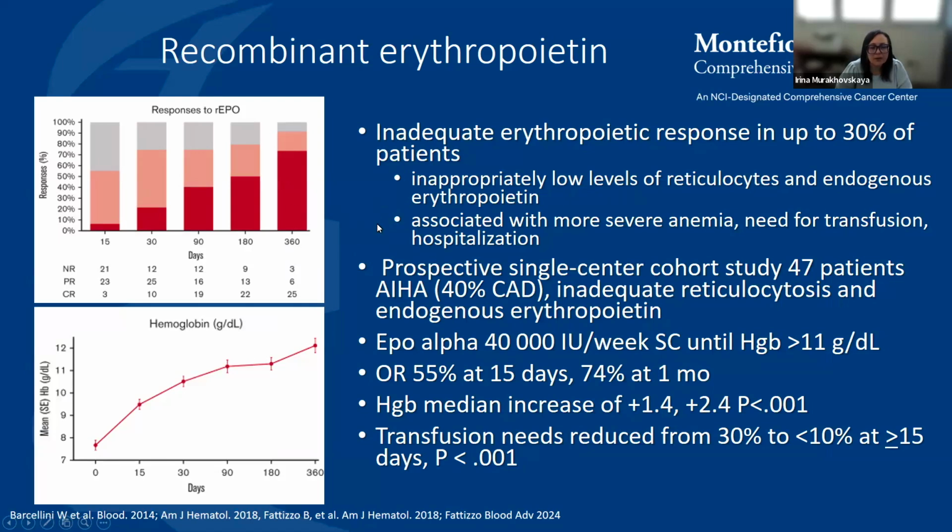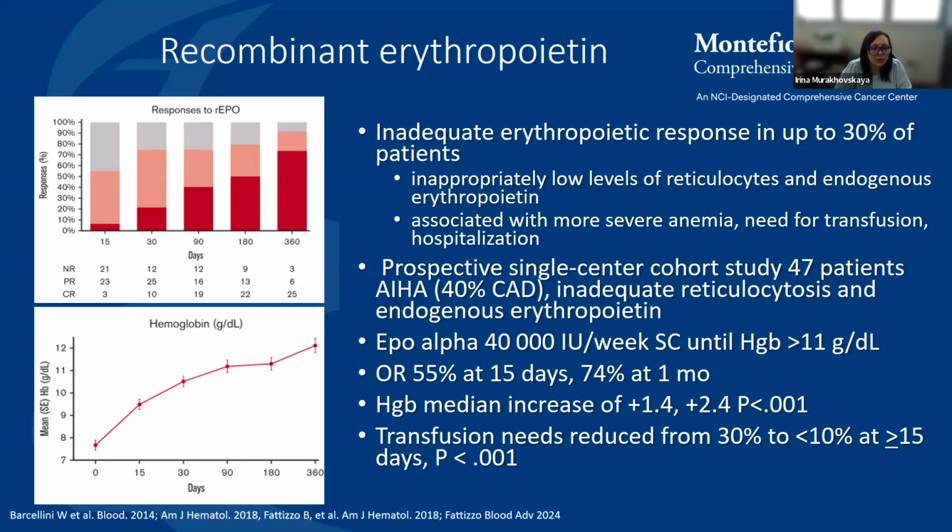prominent. Recombinant erythropoietin is a treatment that attempts to address the inadequate erythropoietic response that we can see in up to 30% of patients, and this can be due either to lower levels of reticulocytes as well as lower endogenous erythropoietin levels. And inadequate reticulocytosis has been associated with significantly more severe anemia, increased need for transfusions, as well as hospitalizations.